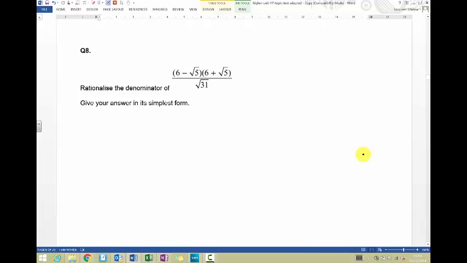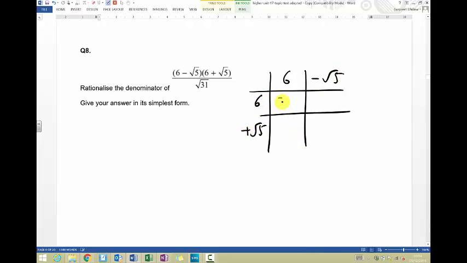Okay, we're going to do a really similar thing here. So I'm going to do this by the grid method, the top. And then we'll show you a shortcut method. But let me just do this first. Root 5 times minus root 5 is minus 5. So diagonal gives me 31. And if you notice this diagonal, plus 6 minus 6 root 5 just cancels, just 31.